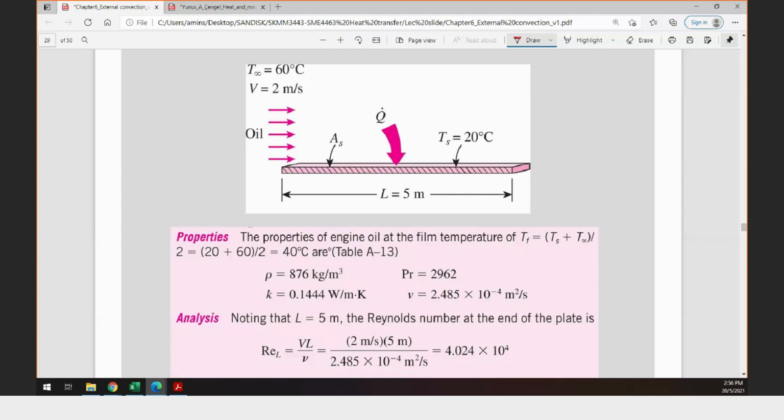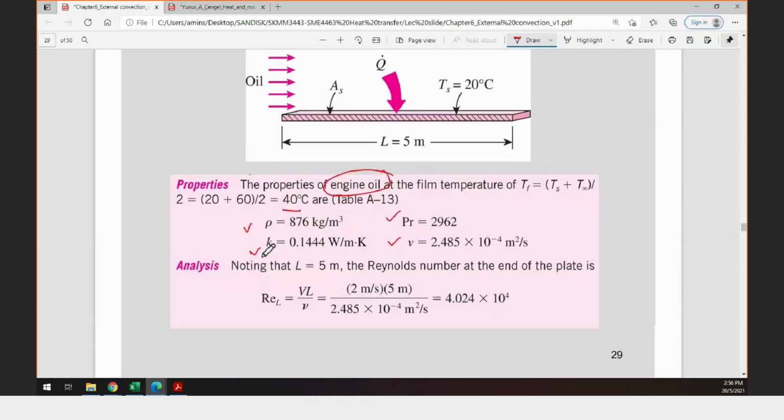For 40 degrees Celsius, find the engine oil properties at 40 degrees Celsius, so you get this value. After that, from the length of 5 meters, you calculate the Reynolds number: velocity times length times kinematic viscosity. They are using kinematic viscosity, so they don't use the density. So you get this value.